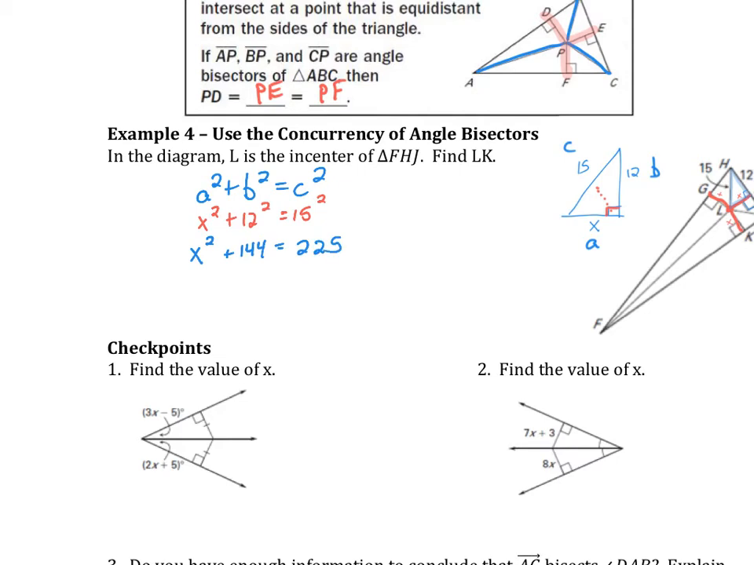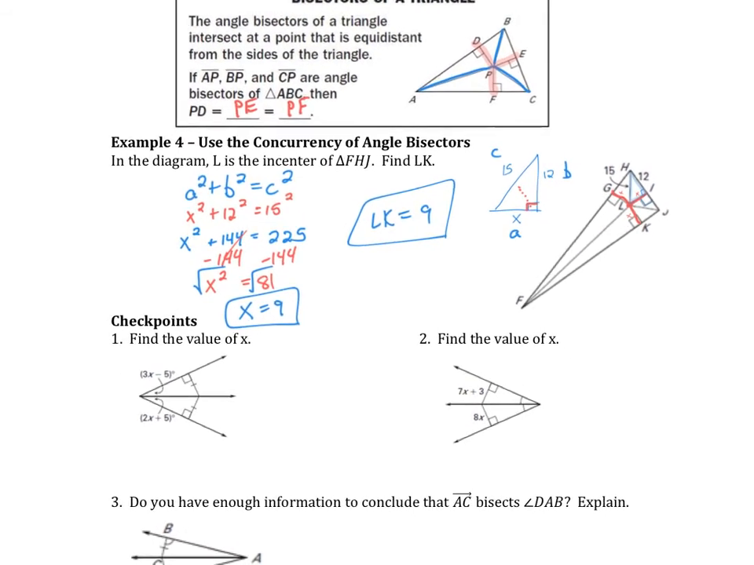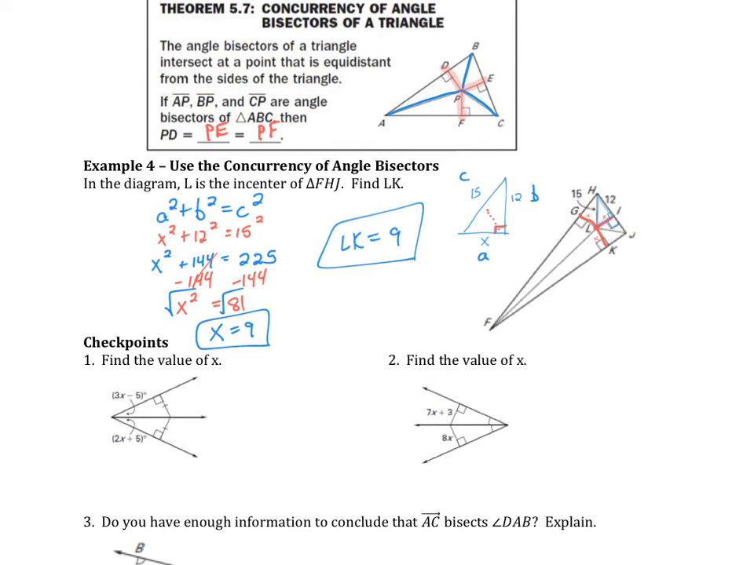Okay, and then to solve for x, we would have to get rid of the plus 144, which would be minus 144. So x squared equals 81. And then get rid of the squared. So to solve for x, we do the square root. So x would equal 9. So that means that LK would equal 9, because all those red lines on the right are the same, so all those red segments would equal 9.